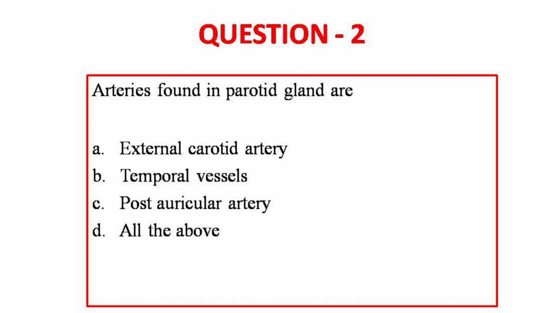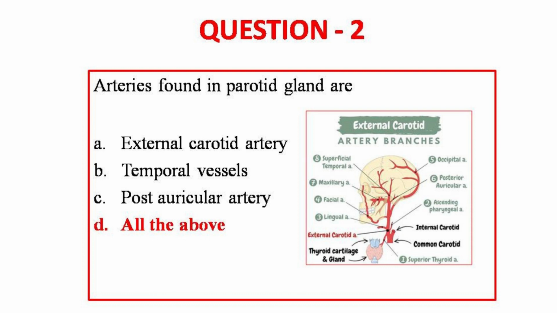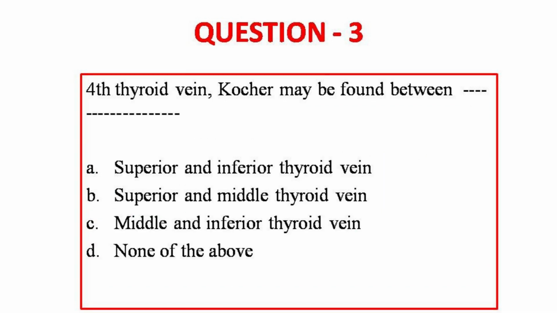Moving on to question 2. Arteries found in the parotid gland are, they've given us 4 options: external carotid artery, temporal vessels, post-auricular artery, and all of the above. The answer is all of the above. I want you to see the picture in the same slide. You can see the external carotid artery, which is branching into all the arteries. There are around 8, right? So all of the above.